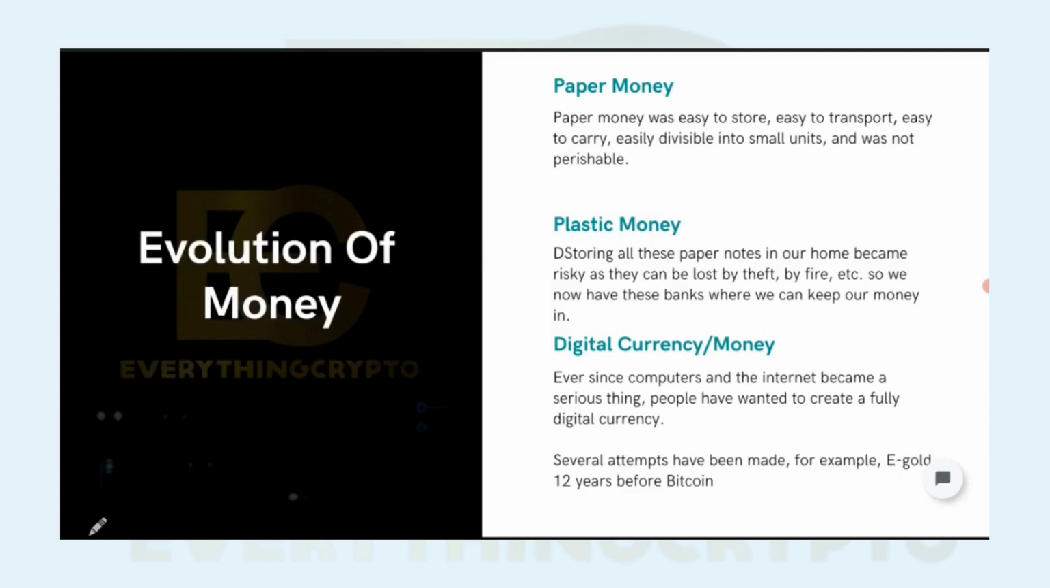So ever since the computers and the internet became a serious thing, people wanted to create digital currency. In fact, from my research, there was an attempt to create e-gold 12 years before Bitcoin was created, but it was not successful. So Bitcoin became the first success.